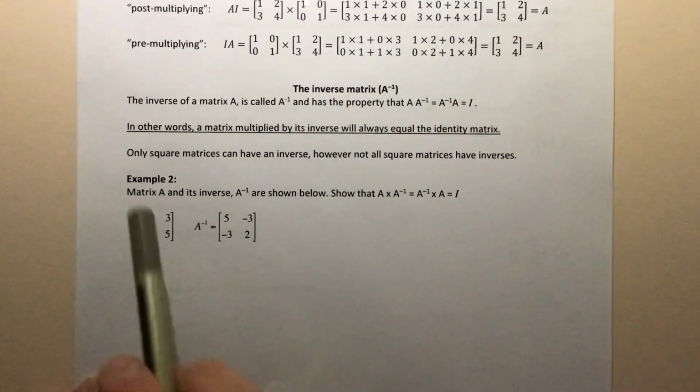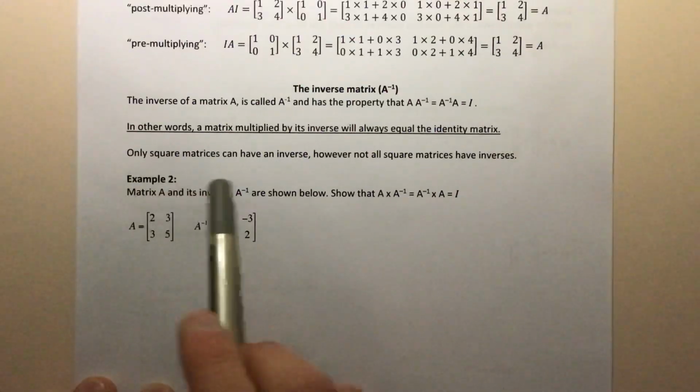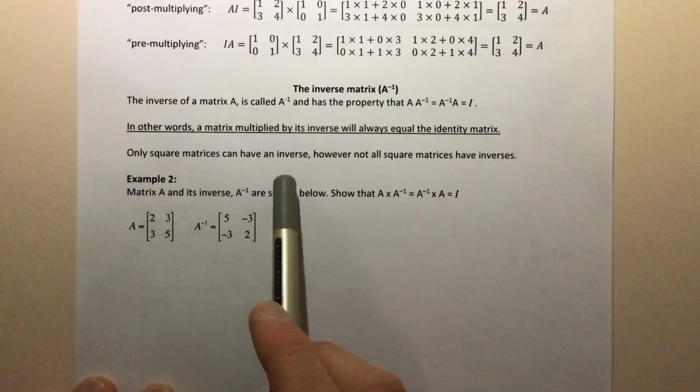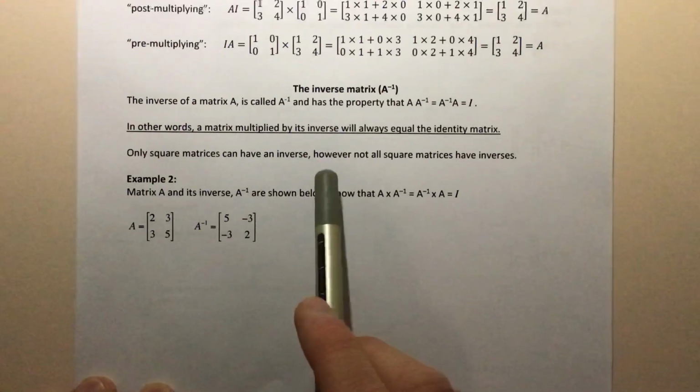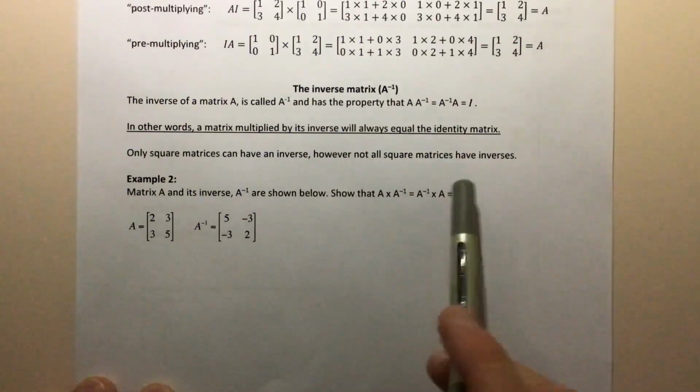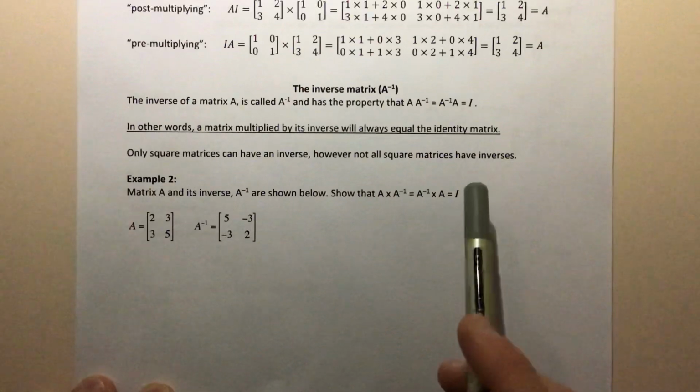And it's important to understand that only square matrices can have an inverse, so any matrix that's not square will not have an inverse. But there are some square matrices that will not have inverses. So not all square matrices have inverses.